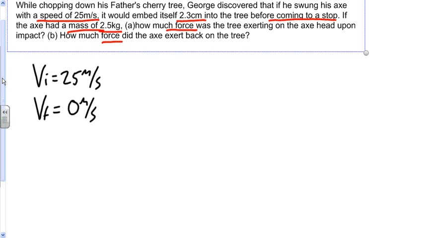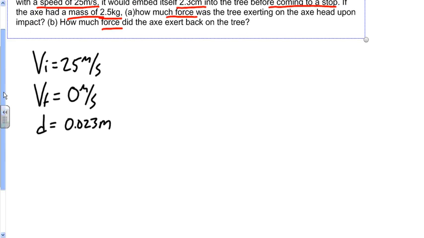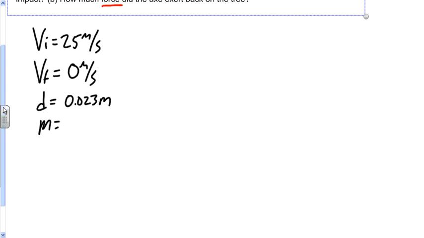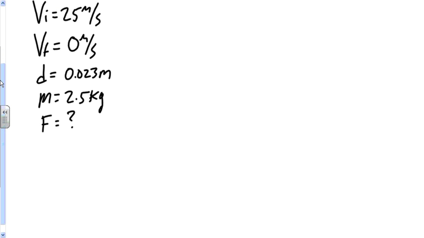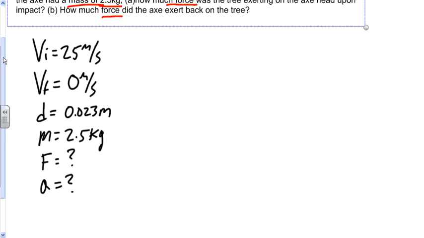We were told that it embedded itself 2.3 centimeters into the tree. That's a distance, so our D equals 2.3 centimeters, which converting to meters is 0.023 meters, because we always work in meters. We were also given a mass, M equals 2.5 kilograms, and we were asked to find the force. Another thing is, since we're doing Newton's second law, we know F equals ma, so we know eventually we're going to have to find an A also. So what we're going to do is use the information given to try to solve for A first, and then plug that into F equals ma.